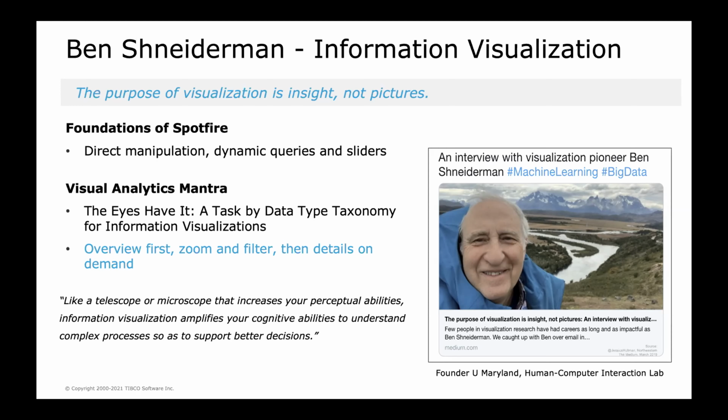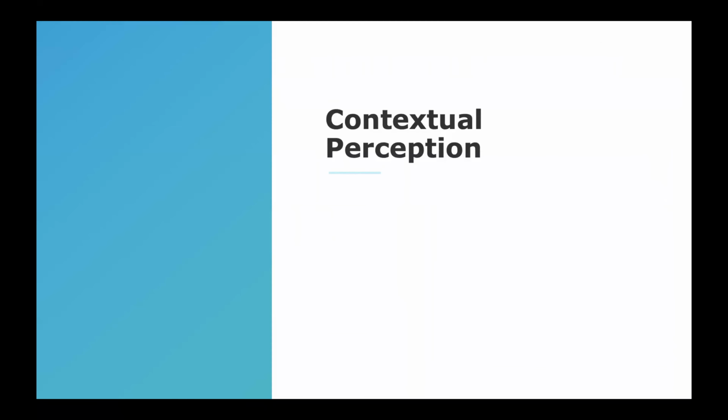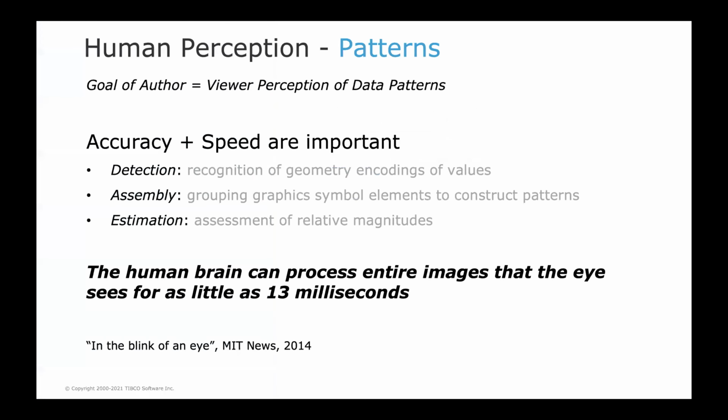So we're going to cover this interactive information visualization world today. Again, it's one of Ben's quotes: "The purpose of visualization is insight, not pictures." So let's talk a bit about contextual perception and how we can get information from visual analytics. And it turns out that both speed and accuracy are important. The human brain can actually process an entire image that the eyes see for as little as 13 milliseconds. We're very good at detecting overall patterns.